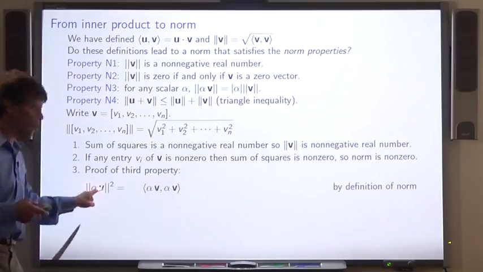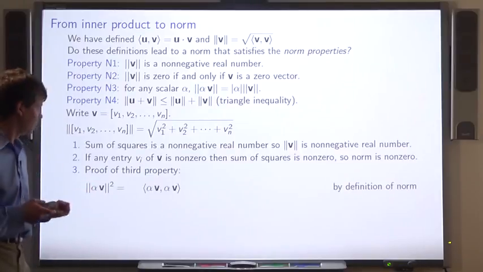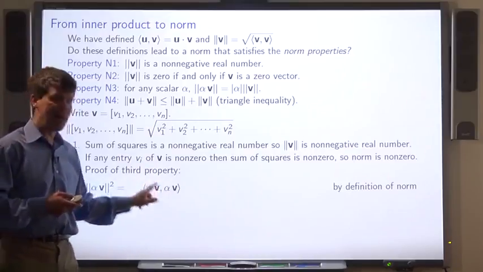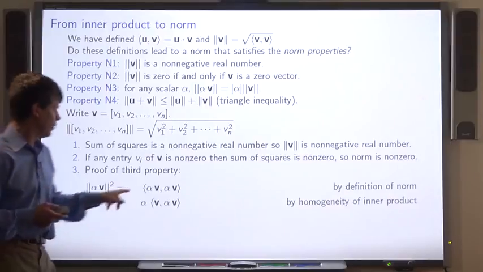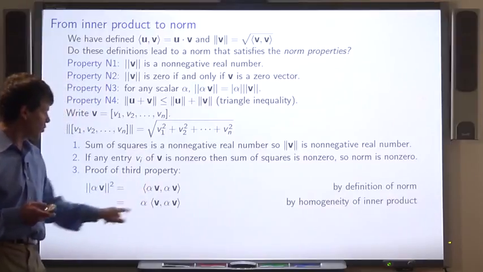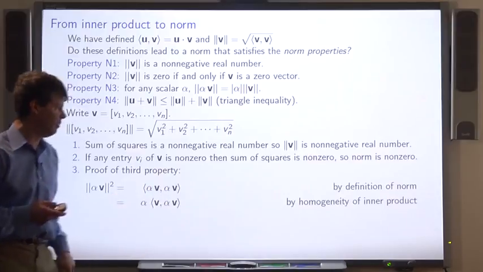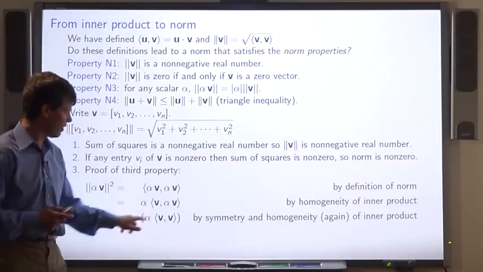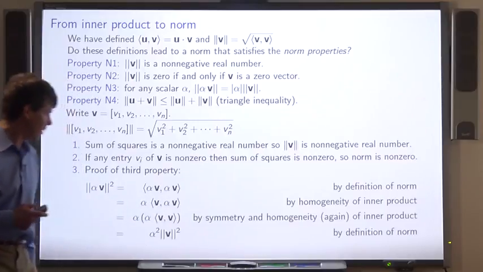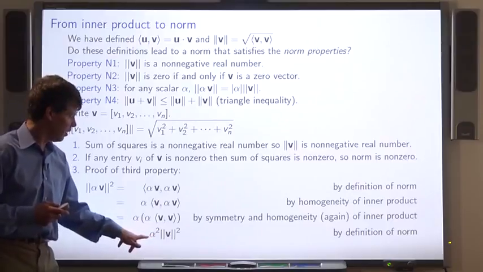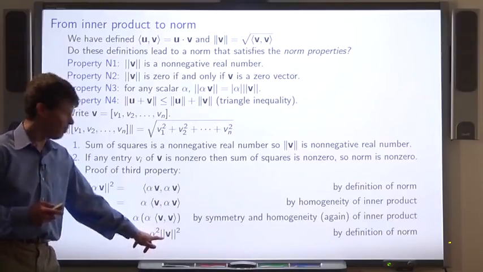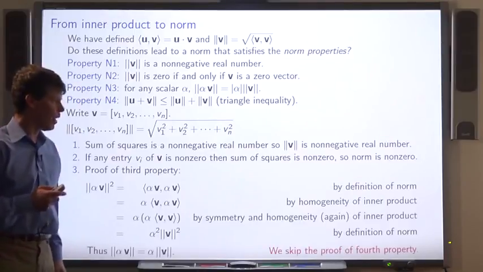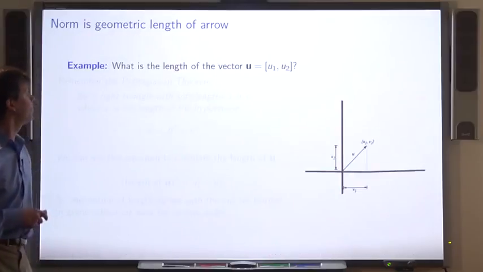Let's look at the norm squared of alpha times v. That's the inner product of alpha times v with alpha times v. We can factor out one of those alphas, so we get alpha times the inner product of v with alpha v. We factor out the other one, so we get alpha times alpha times the inner product of v with v. And that's just alpha squared times the norm squared of v. So that shows that the third property is satisfied. And we're going to skip the proof of the fourth property.